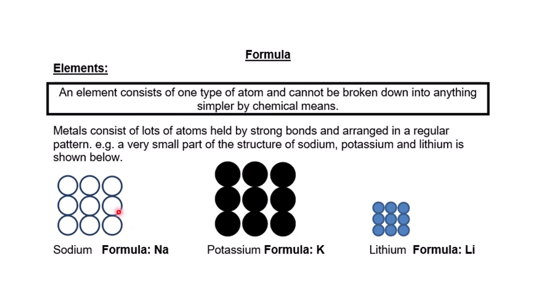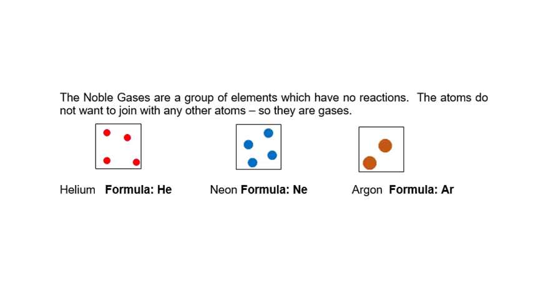So these are representing three different metals that are parts of the elements. Now, because the atoms are all identical, so they've only one type of atom, the symbol for the majority of elements is simply the same as what appears in the periodic table. So the symbol for sodium is Na, symbol for potassium is K, symbol for lithium is Li.